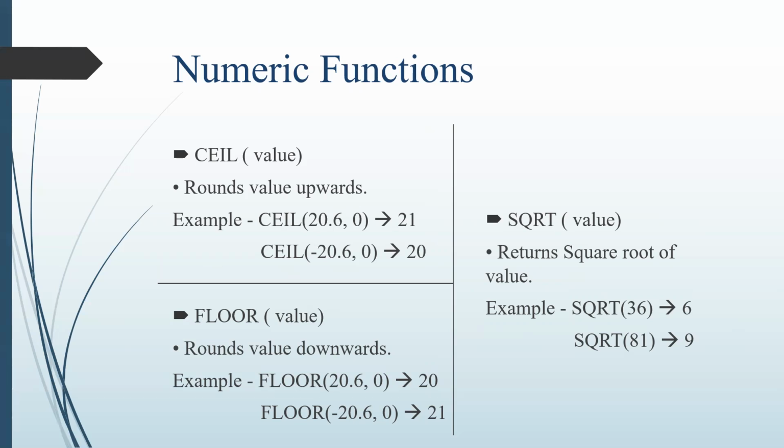Floor, or the flooring function. This is the opposite of the ceiling function. It rounds the value of the number downwards. So when we pass 20.6, it will make it 20. But if you put a negative sign, it will do the reverse. So it will round it to 21.